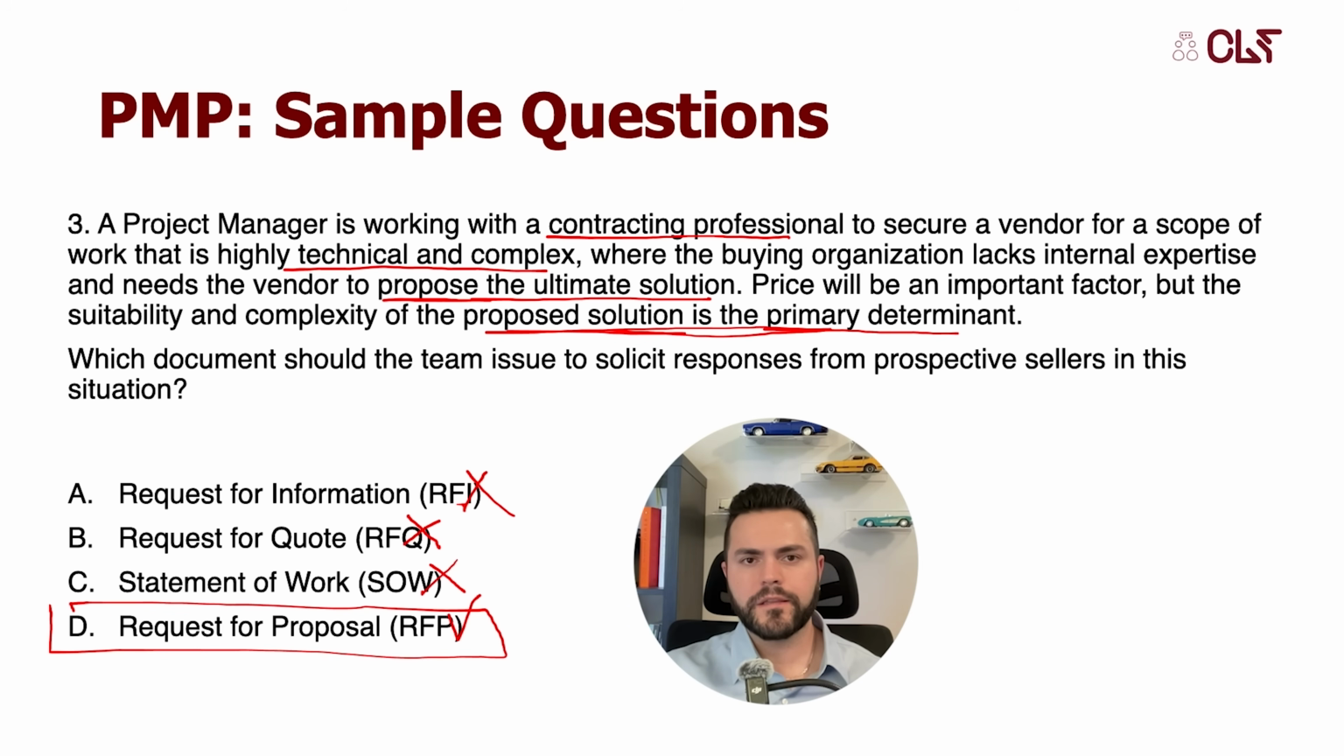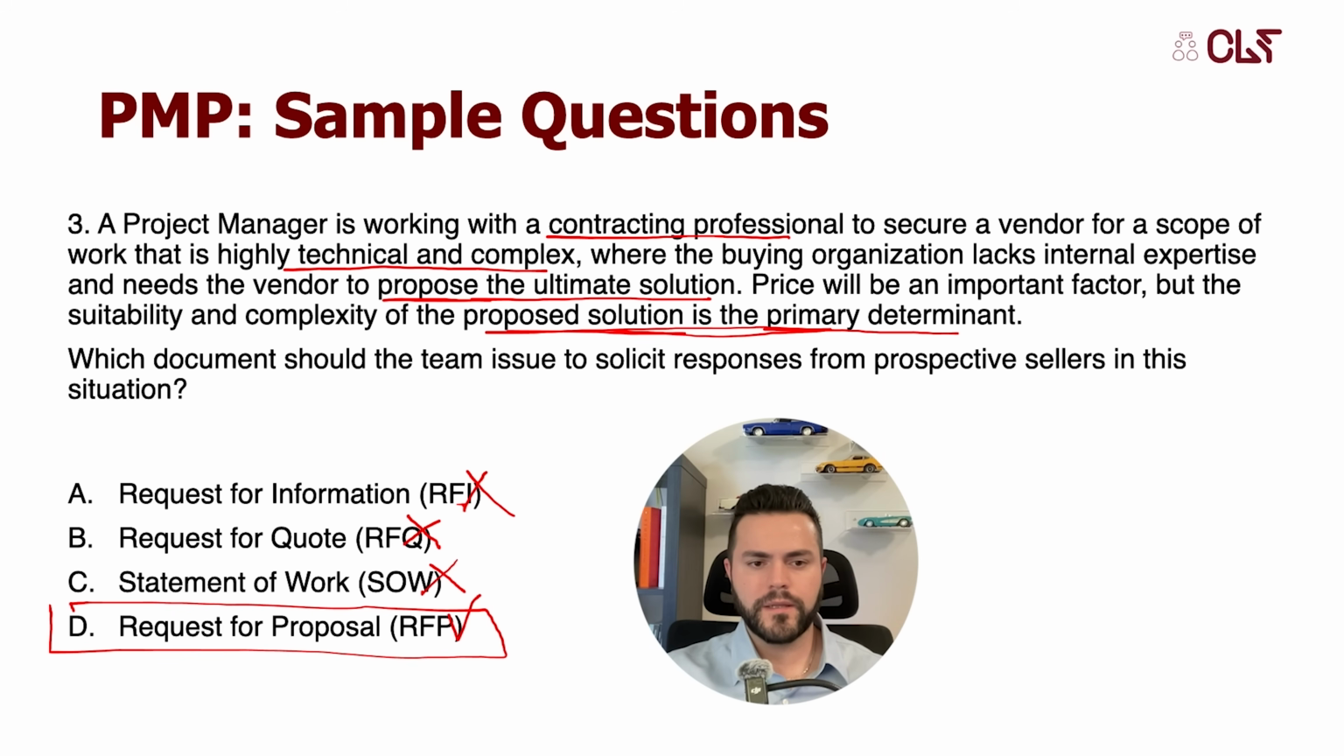A request for quote is used when the proposed solution is already available and already defined, but the price is the main factor. And RFI is used at earlier stages to gather general information before sending formal bid documents. So this is used when we've just started the bidding process. And a statement of work, SOW, is a pre-procurement document defining the work, not the solicitation method itself. So this is out, okay? And also this is out.